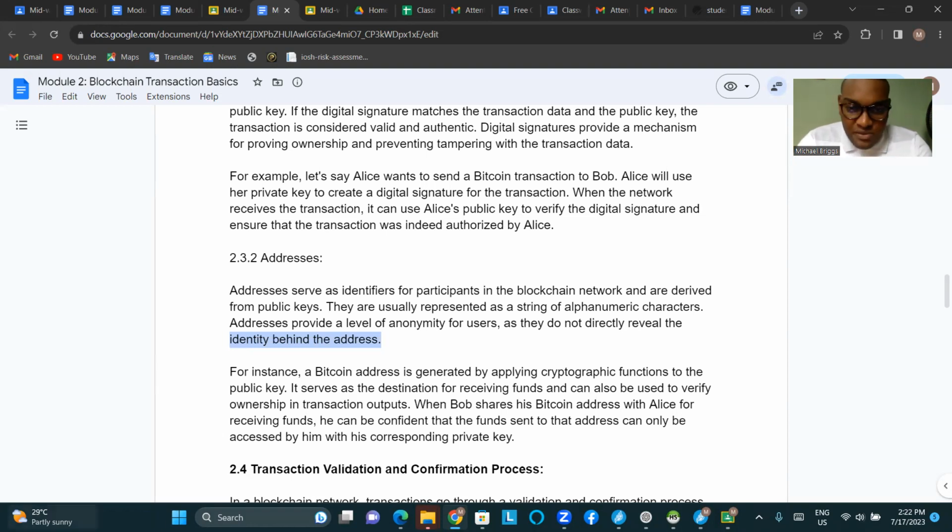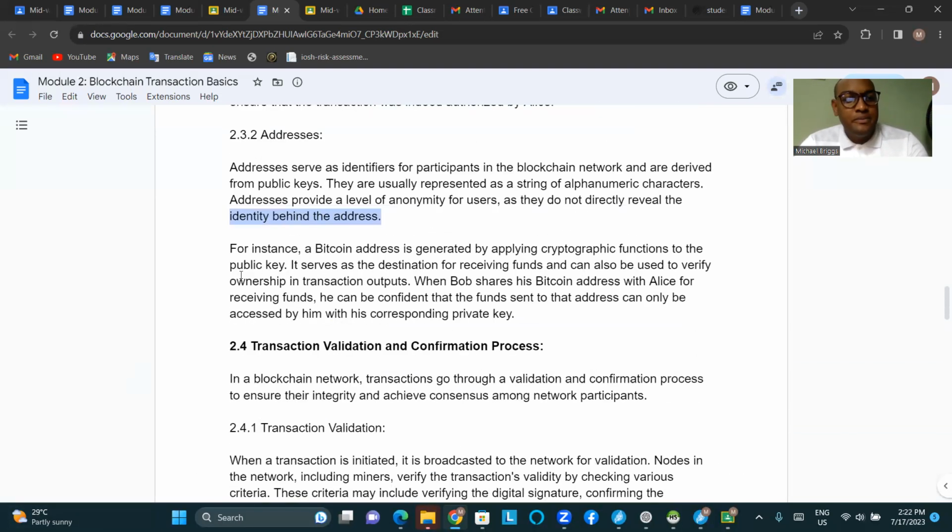But this is just basic information. So an example is given to us here. It says, for instance, a Bitcoin address is generated by applying cryptographic functions to the public key. It serves as the destination for receiving funds and can also be used to verify ownership in transaction outputs. Yeah, public key, address, same, right? No difference. So the example here is when Bob shares his Bitcoin address with Alice for receiving funds, he can be confident that the funds sent to that address can only be accessed by him with his corresponding private key.